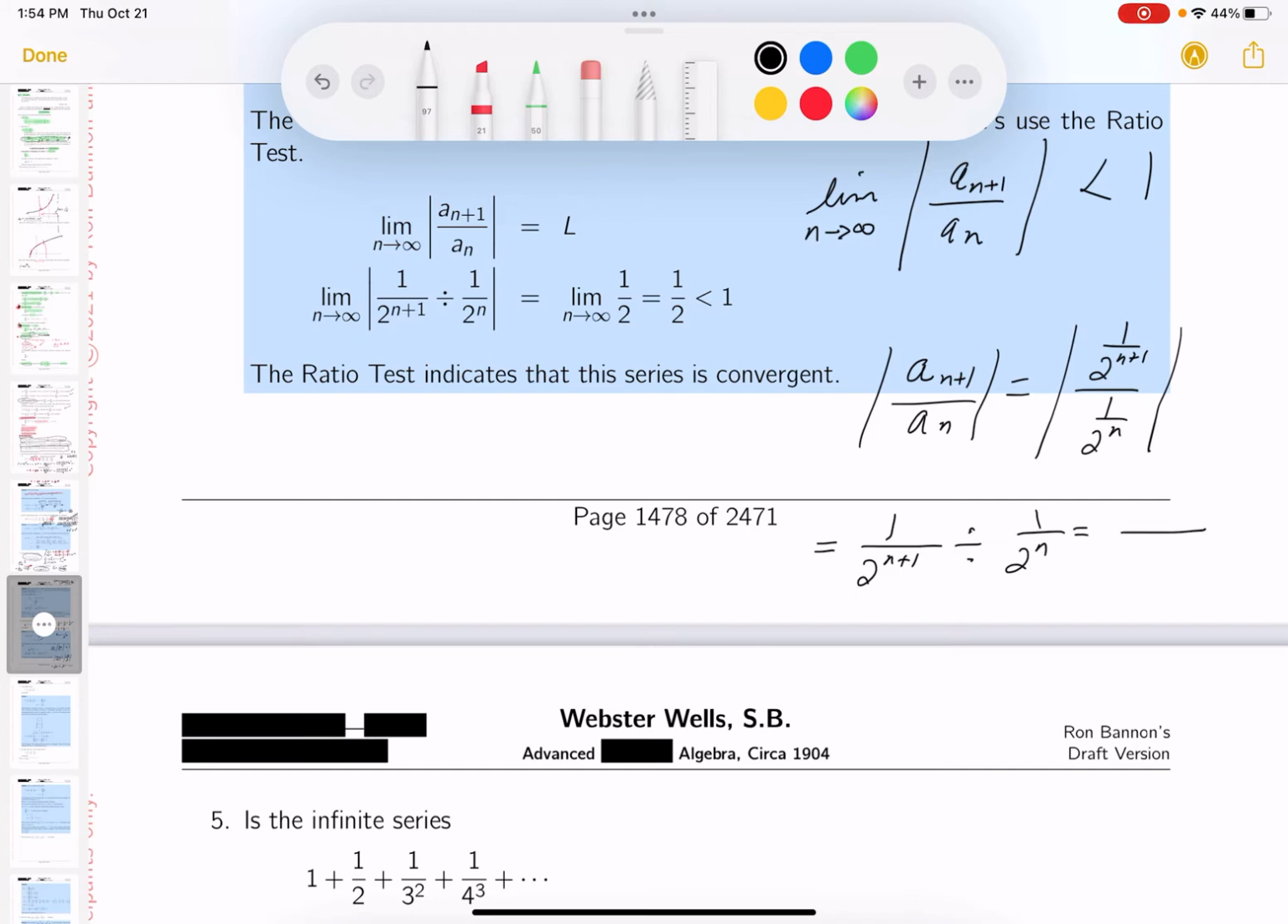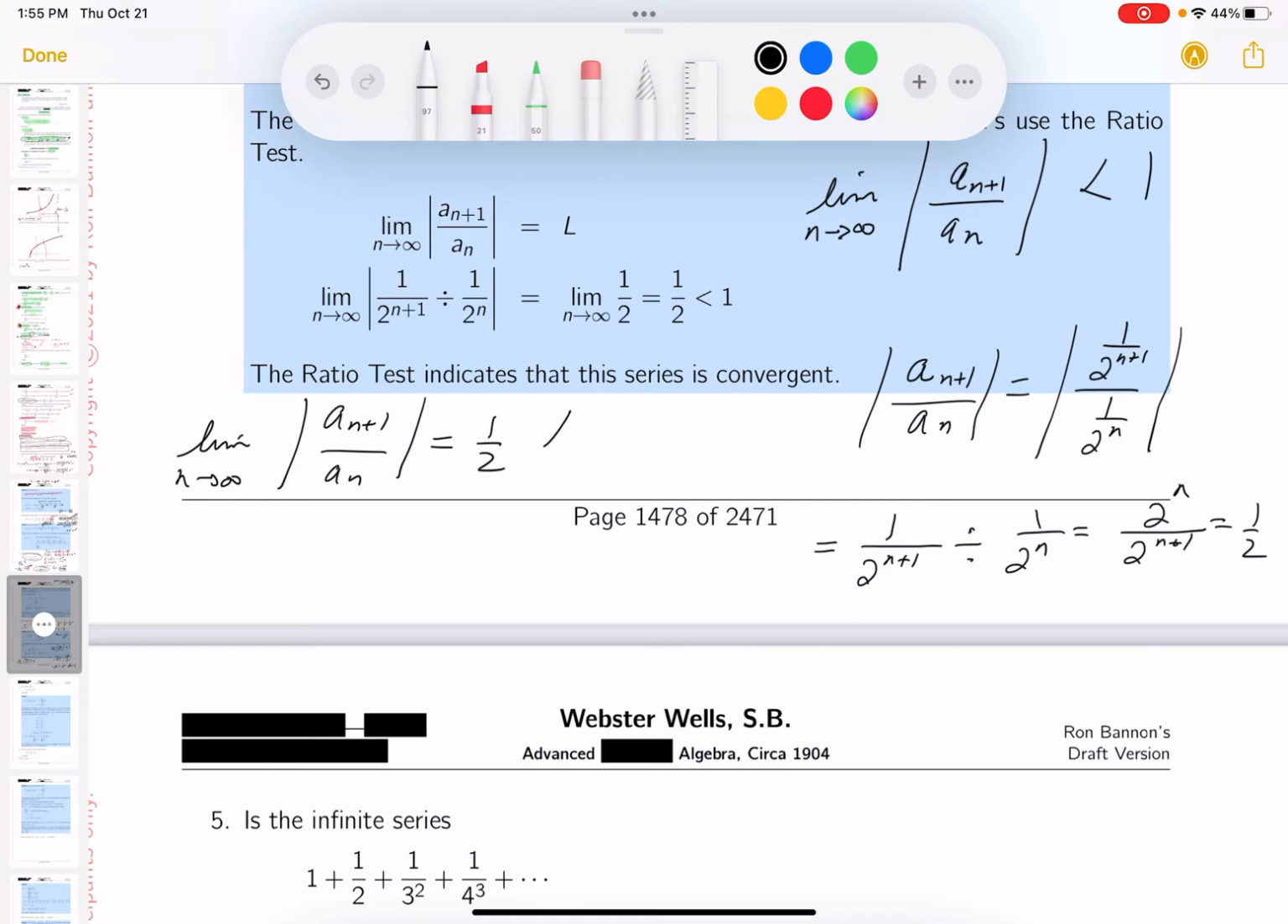And what do you get? 2 to the n over 2 to the n plus 1. What does this reduce to? 1/2. All right, now what do I know about the limit? The limit is a half, right? So I'll write this over here. The limit, as n goes to infinity, of a n plus 1 over a n is actually equal to 1/2.